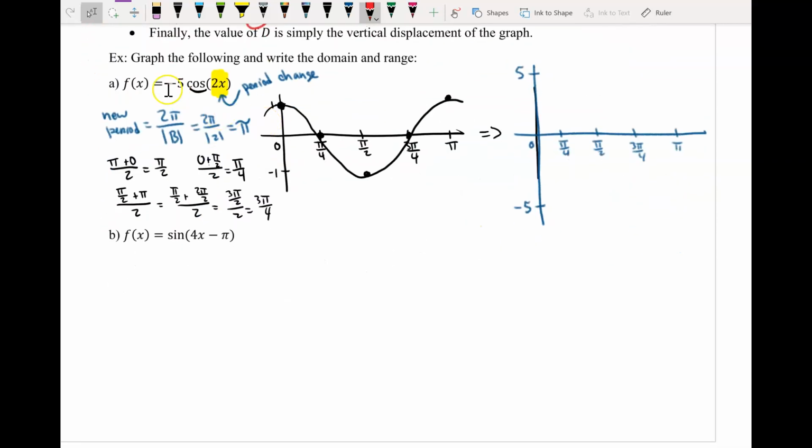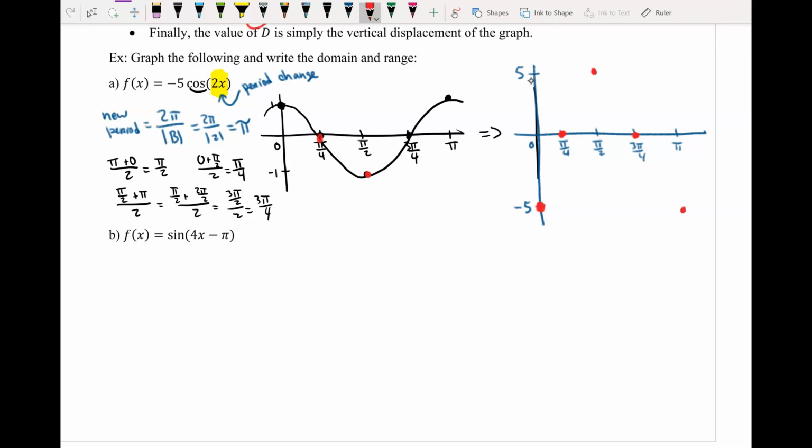But now I'm also flipping it, so I'm shifting the graph from a positive 5 to a negative 5. Everything's going to go backwards. So this is going to be still at 0 at pi. This guy, instead of being a negative 1, is going to be a positive 5. Then 0. And then at pi again, negative 5.